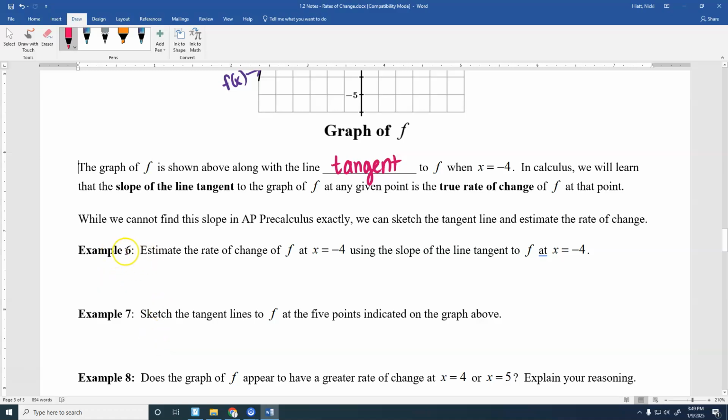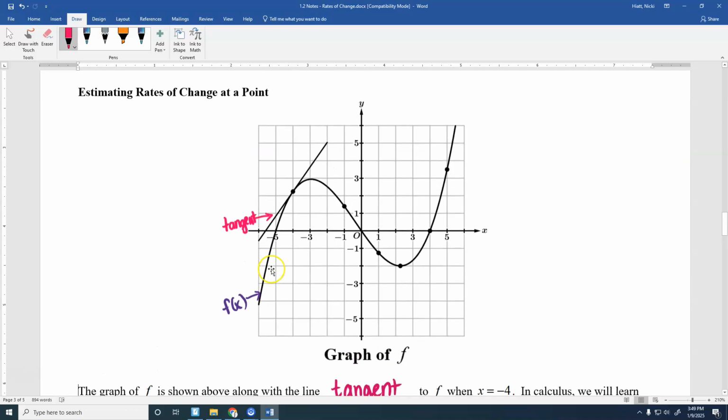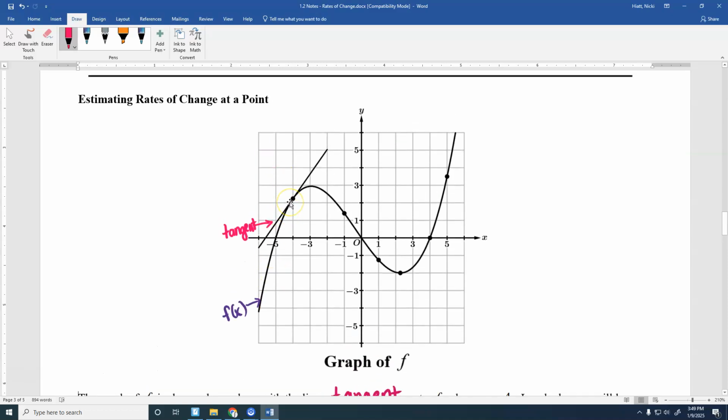So for example 6, it tells us to estimate the rate of change of f at x equals -4, using the slope of the line tangent to f at x equals -4. This is the tangent line they already have drawn in for us. So they drew the tangent line. We have to estimate the slope of that line. Now, what is a little bit tricky about this is that it doesn't hit perfectly at grid lines, and this is the problem with estimating. So you can see here that our line is right here.